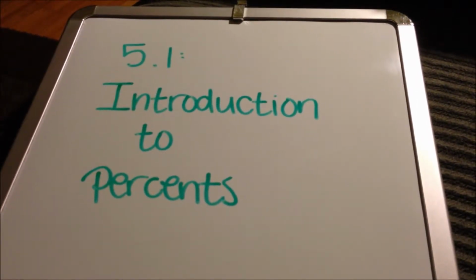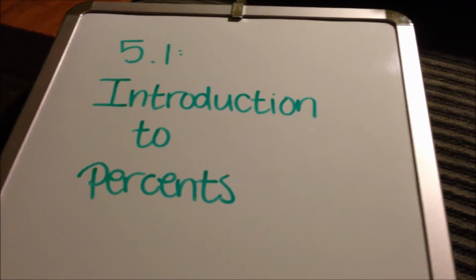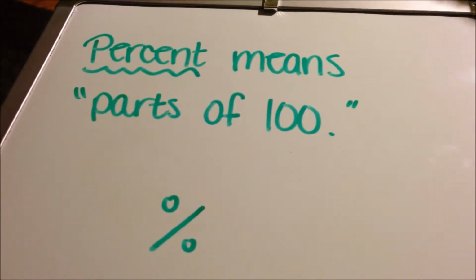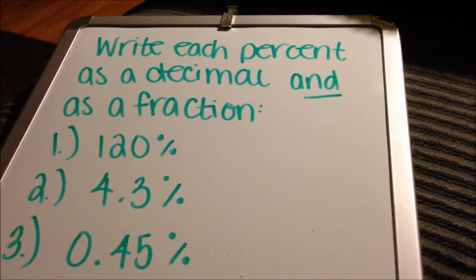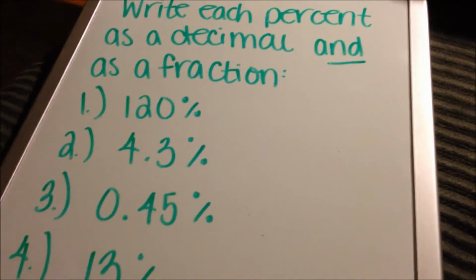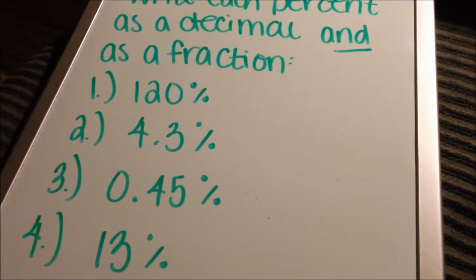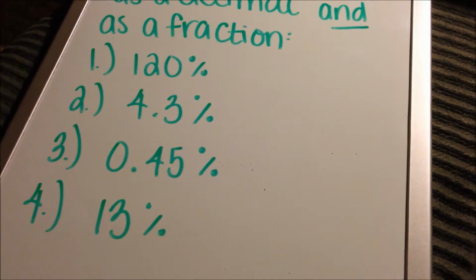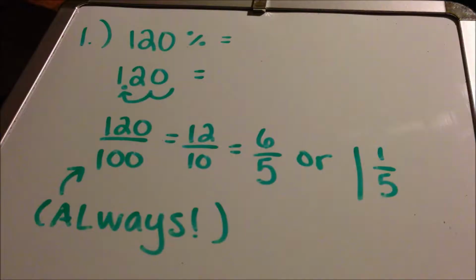Section 5.1, Introduction to Percents. Percent means parts of 100, or per 100, or out of 100. Write each percent as a decimal and as a fraction. Let's start with 120%, then go to 4.3%, then 0.45%, and then finally 13%.